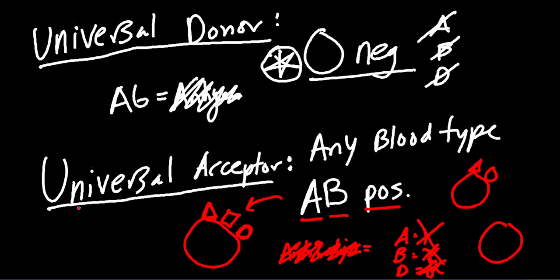So the universal acceptor has all of the antigens present. All of the antigens present triggers that immune system to get rid of those self-reactive antibodies against the A, B, and D antigen. So we're going to produce no antibodies against it. No antibodies means no cross-reaction or no coagulation. Good thing. These are high-yield subjects to remember, the universal donor, the universal acceptor.